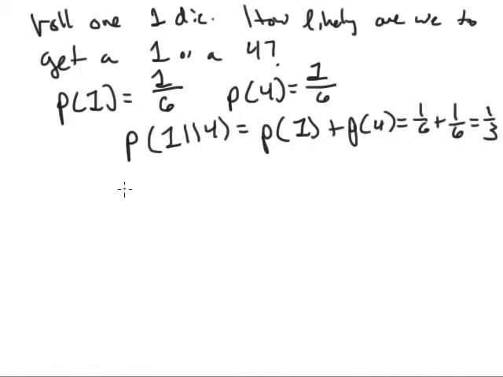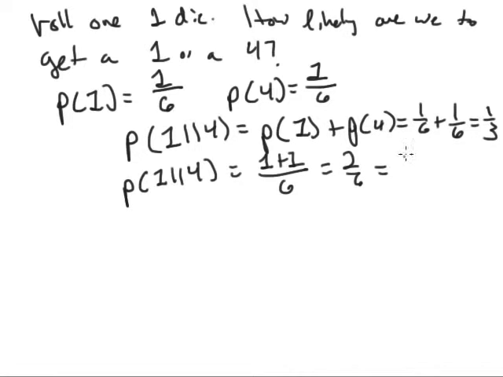The other way is if we wanted to figure out directly 1 or 4, we could say that there's one side that has a 1 plus one side that has a 4. There's 6 sides in total, so this is 2 over 6 or 1 over 3. The same idea of these are the M given ways to get something, and this is the total M.